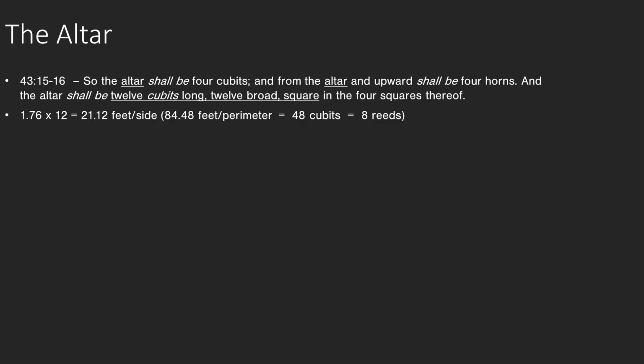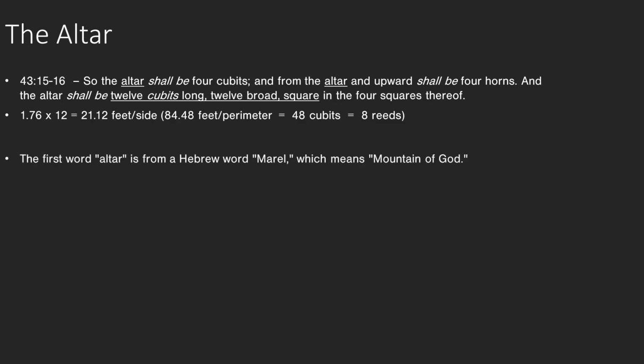And I'll say that the King James translators have not done these two words justice. It says, "So the altar shall be 4 cubits, and from the altar upward shall be 4 horns." The first word altar is from the Hebrew word Harel, which means mountain of God, and the next one is from Ariel, which means lion of God.